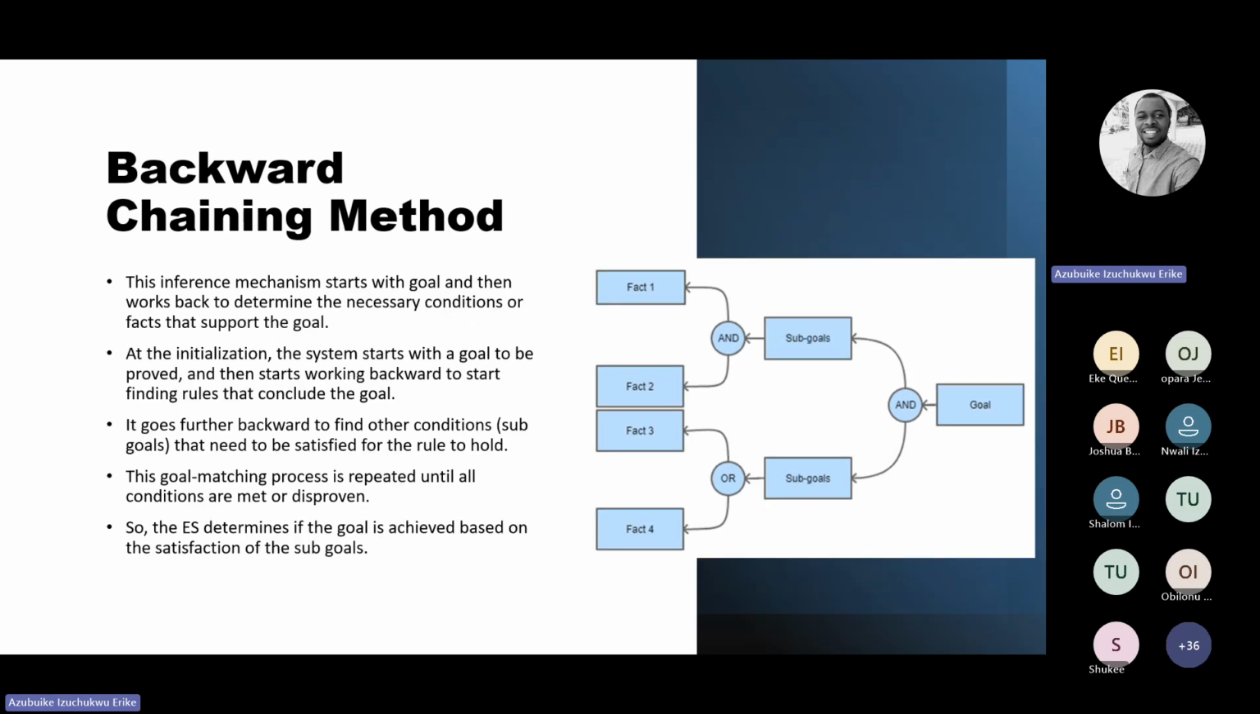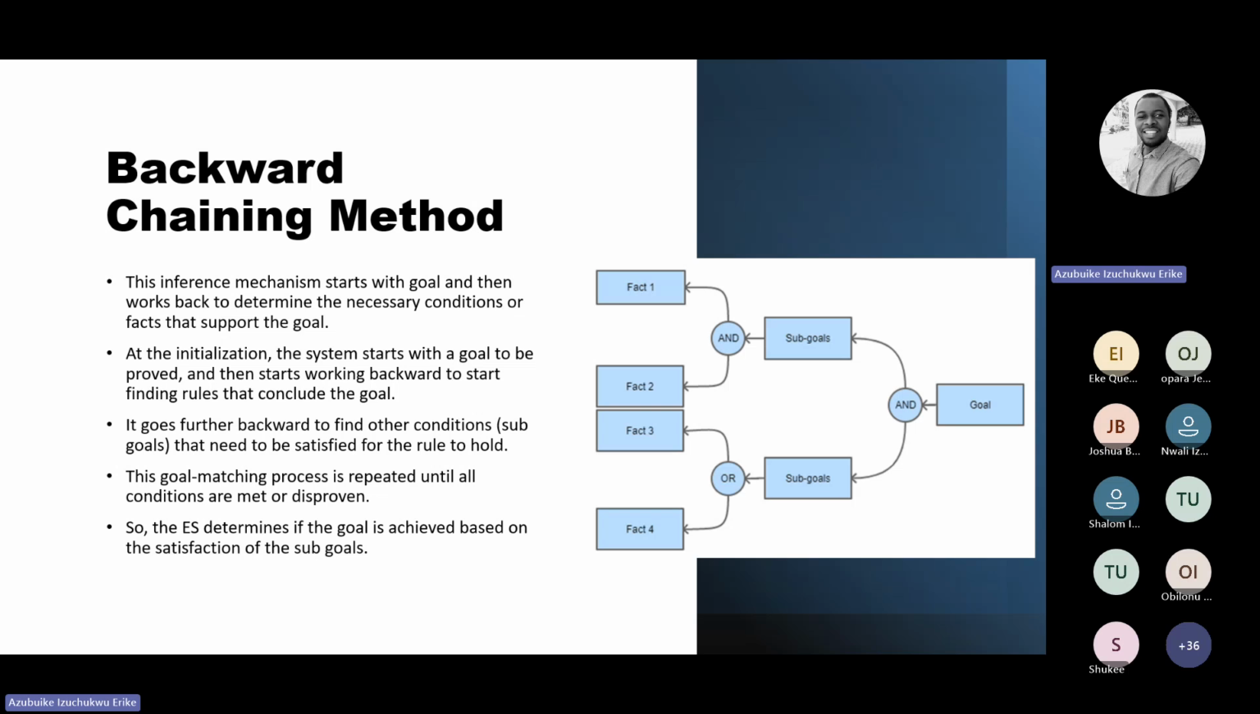Okay, this inference engine mechanism starts with a goal and then works back to determine the necessary conditions or facts that support that goal. You say you have malaria. What are the things that support malaria? So the system will begin to query you on that to check this conclusion that you are telling us about.